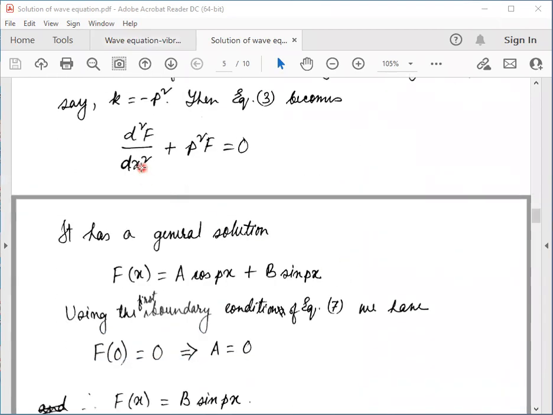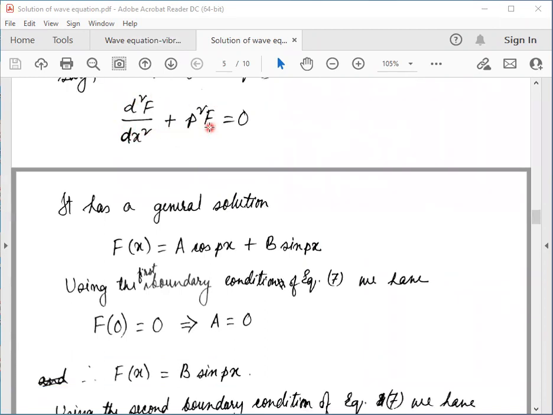When k is negative, we get this equation, and again, this is a linear homogeneous differential equation. The complementary function is the general solution. So the general solution is very simple. The general solution is f equal to a cos px plus b sin px, where a and b are arbitrary constants.